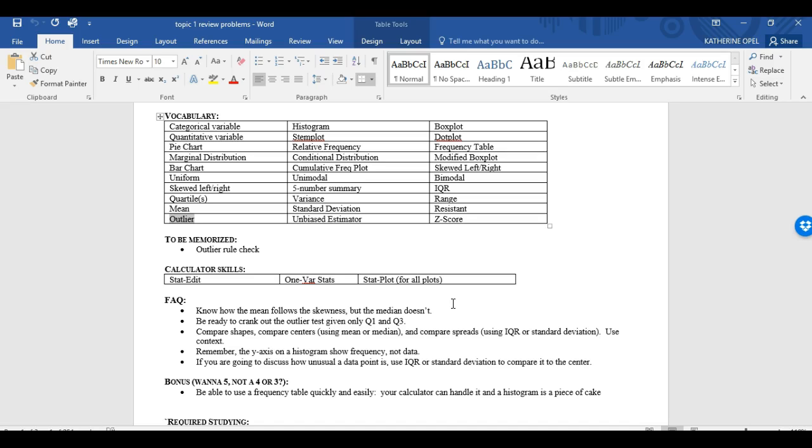You should have the upper fence and the lower fence. The lower fence is quartile 1 minus 1.5 times the IQR. What's the IQR, you're wondering? That's quartile 3 minus quartile 1. The upper fence is quartile 3 plus 1.5 times the IQR. If something's above the upper fence or below the lower fence, you either have a lower outlier or an upper outlier.